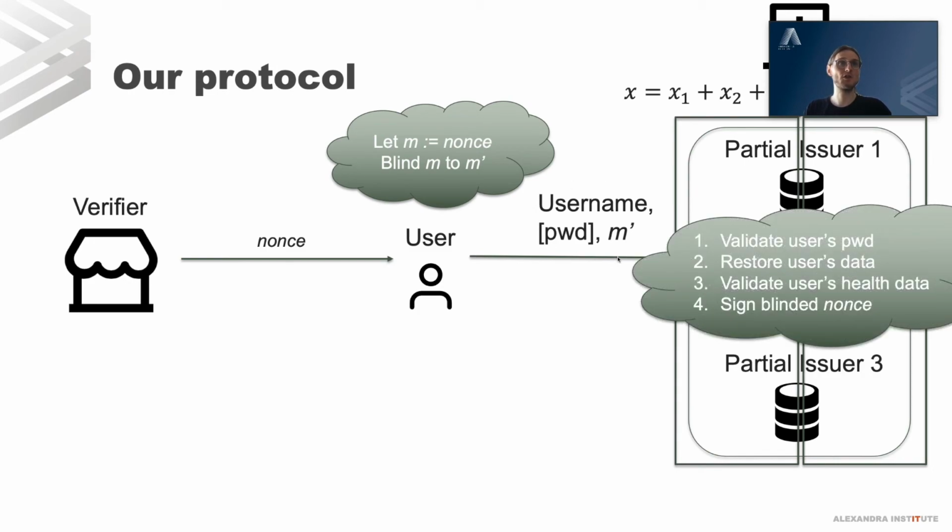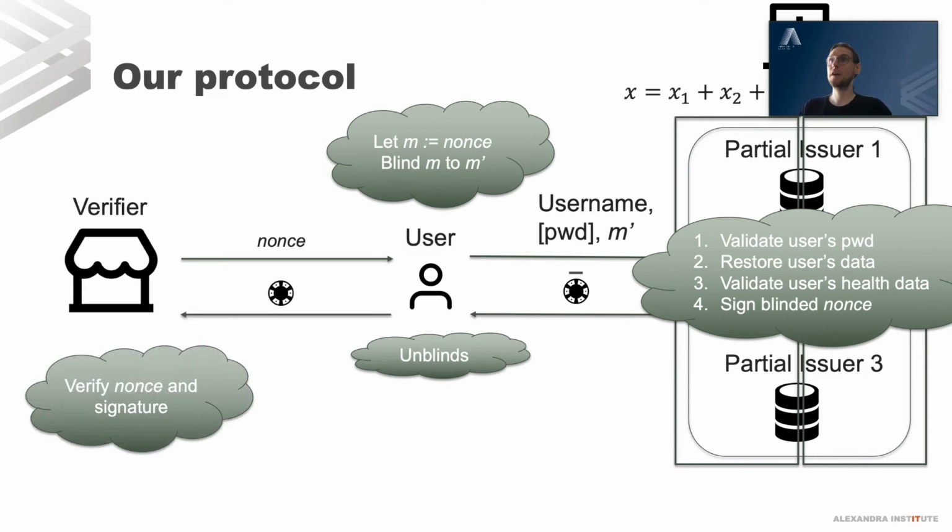Then the partial issuers will, first of all, of course, execute the protocol for validating the user's password. Then they will restore the user's data based on the secret sharing and verify that it has not been modified. And then they will validate whether the user fulfills the requirement of getting a digital health passport. And if so, they sign blindly this nonce and send it back. The user can then unblind this nonce and pass this on to the verifier, which can verify that this nonce is actually the one from the beginning of the protocol and that the signature is as expected.